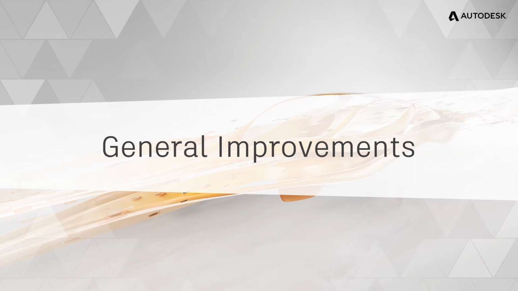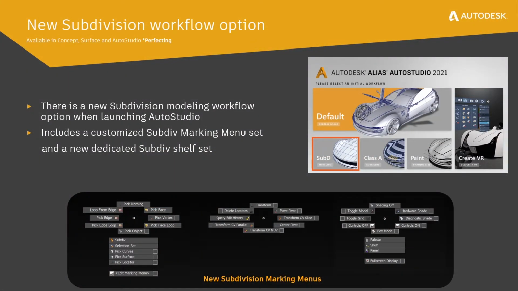So let's move on to the general improvements. General improvements in Alias that affect a variety of different things that affect your workflow. So the first new thing is we've added in a new splash screen. So here you can see the new splash screen. That new splash screen is a bit more modern and clean. It also adds in additional workflows. So now we've got the default workflow that probably a lot of people use, a workflow for SubDivs, which is totally new. So that's Control-5 for that SubDiv workflow, Class A workflow, Paint workflow, and a Create VR workflow. So now we can go directly into those areas specifically when we start the software, and if we want, we can also customize them further.